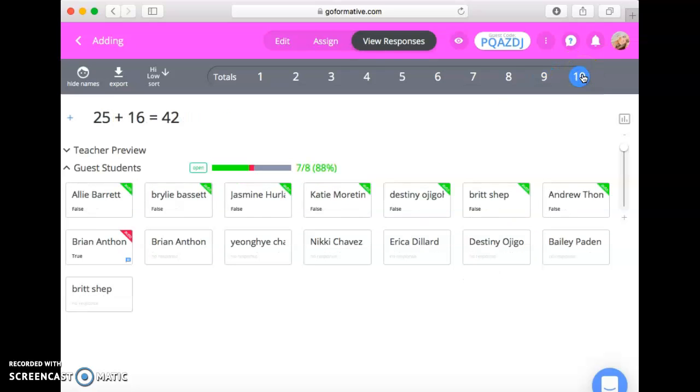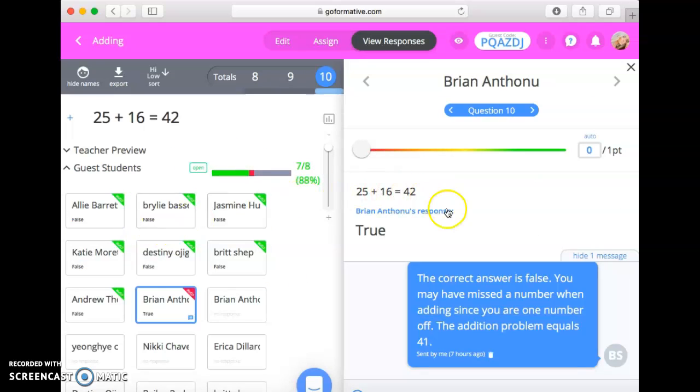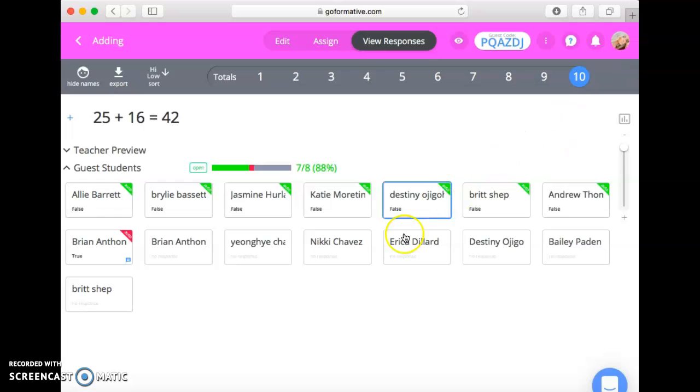On number 10, this was a true-false question. The correct answer was false. It looks like only one person got this one incorrect, and it was Brian. He accidentally said true. I was able to tell him why. I said the correct answer is false. You may have missed a number when adding. Since you are one number off, the addition problem equals 41, not 42. So there was a little mistake in there, but nothing we can't fix.